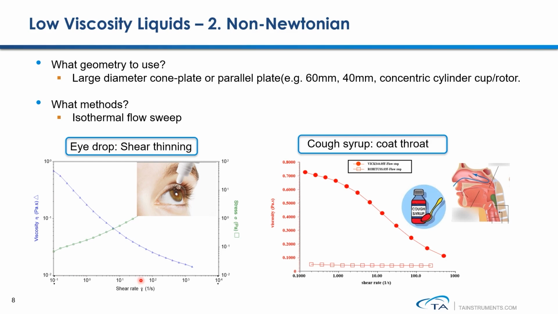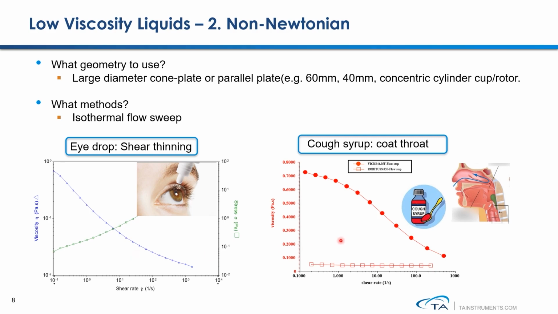So here is an example showing you the viscosity curve of your eyedrop sample over a wide shear rate range. The information you can obtain from this result is what the viscosity of this eyedrop sample looks like over the shear rate as you're blinking your eye.